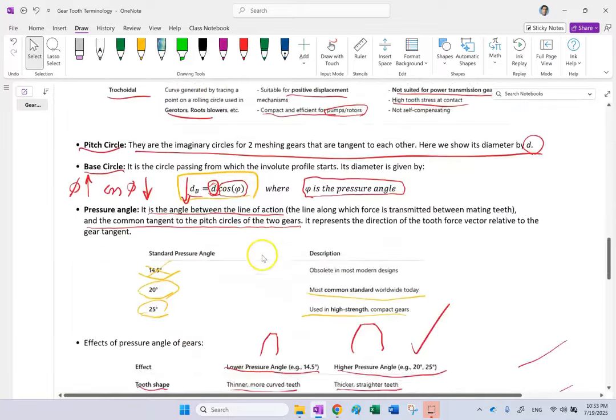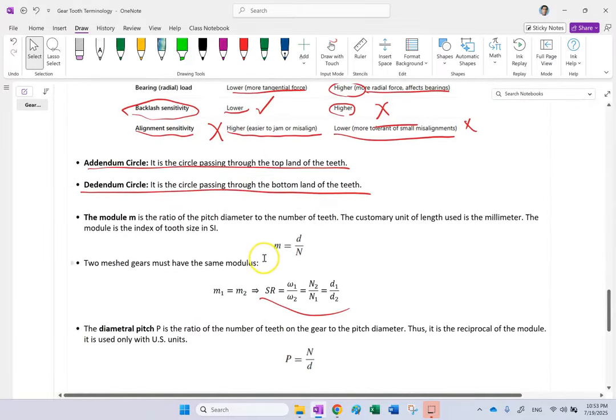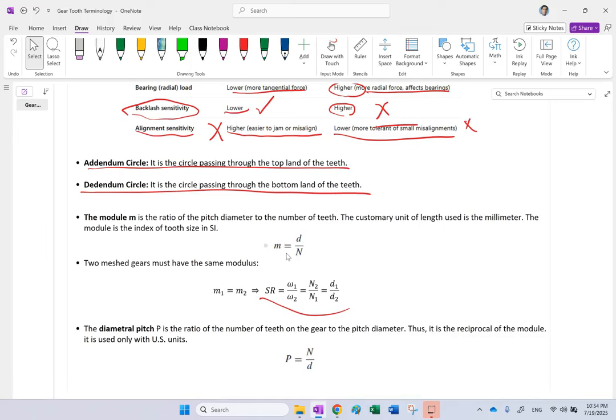Now let's talk about the gear modulus. One of the most important parameters, probably the most important parameter in a gear, in addition to the number of teeth, is the gear modulus. Gear modulus, or module, is defined as the diameter of the pitch circle divided by the number of teeth. It is called the gear modulus. The customary unit of length used is the millimeter. It is the index of tooth size in SI.